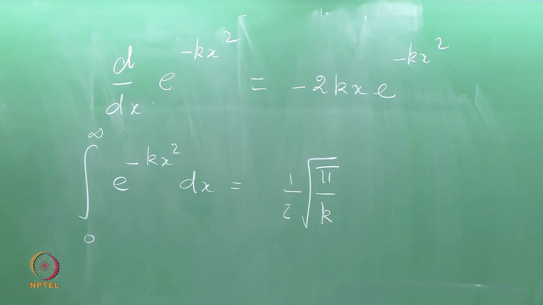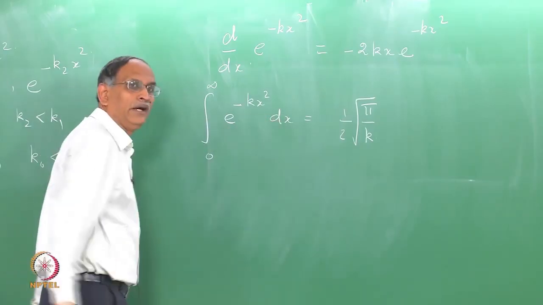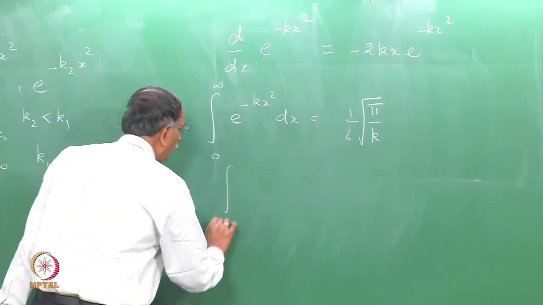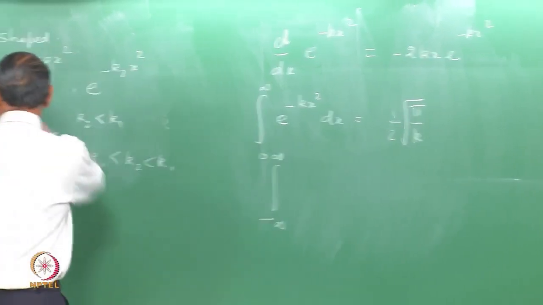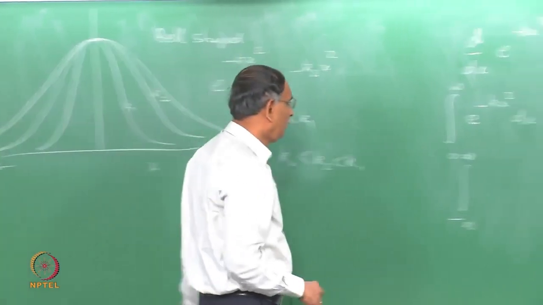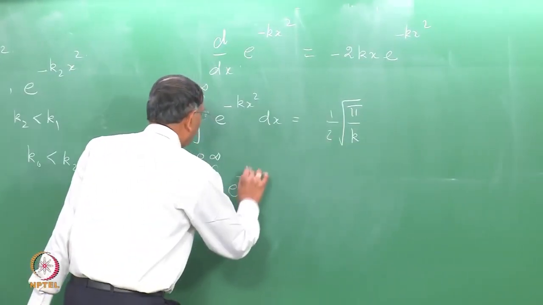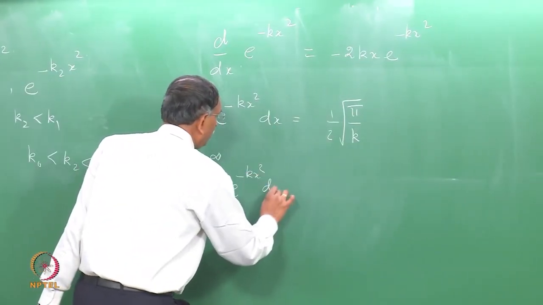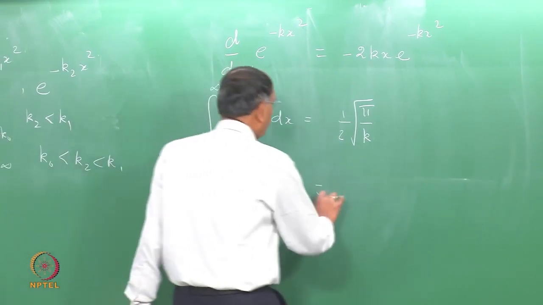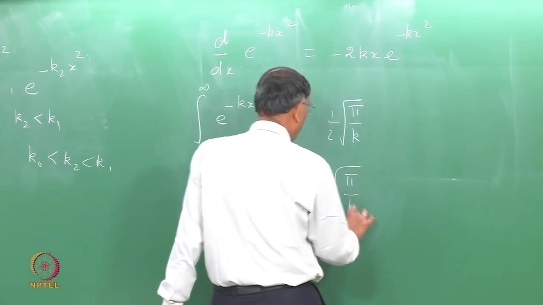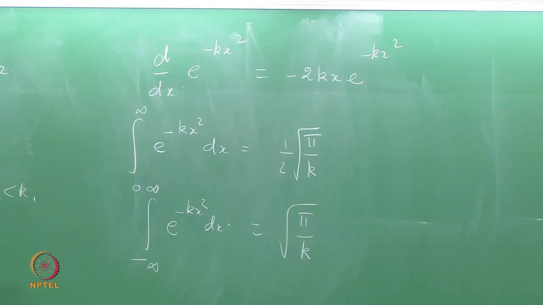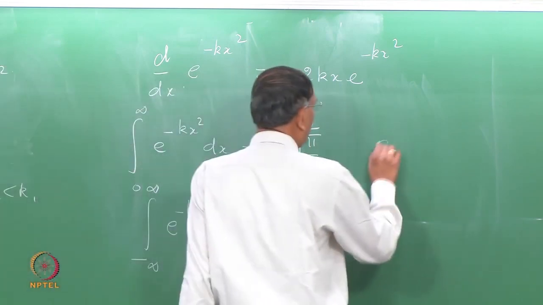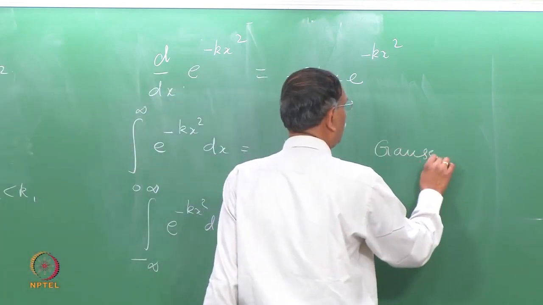This is a property, and this being an even function, you can also do the integral of the same function between the entire x coordinate, e to the minus kx square dx, and that is exactly twice this integral, it's root pi over k. So these are standard integrals known as Gaussian integrals.